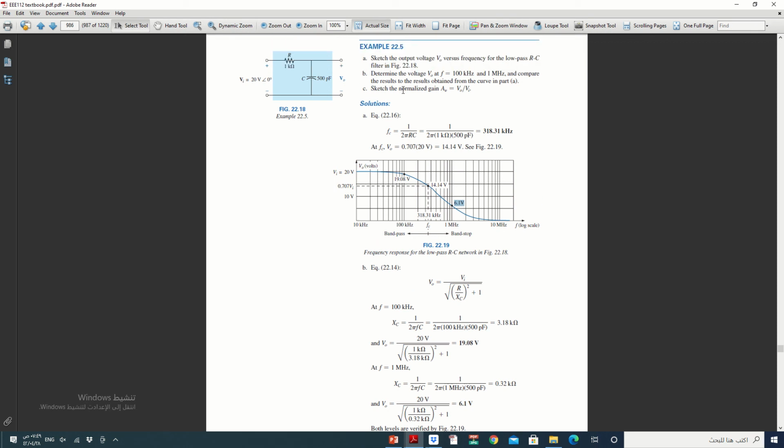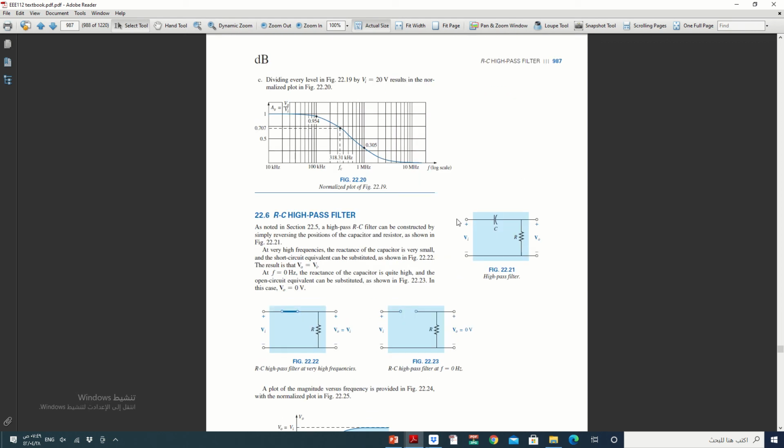Part C: sketch the normalized gain V out over V input. It is similar to this, but we need to divide each value of voltage by 20. You will get this shape. The 20 input becomes 1, and here the value at 100 kilohertz becomes 0.954, and at the cutoff frequency it will be 0.707 normalized, and 1 megahertz becomes 0.305.